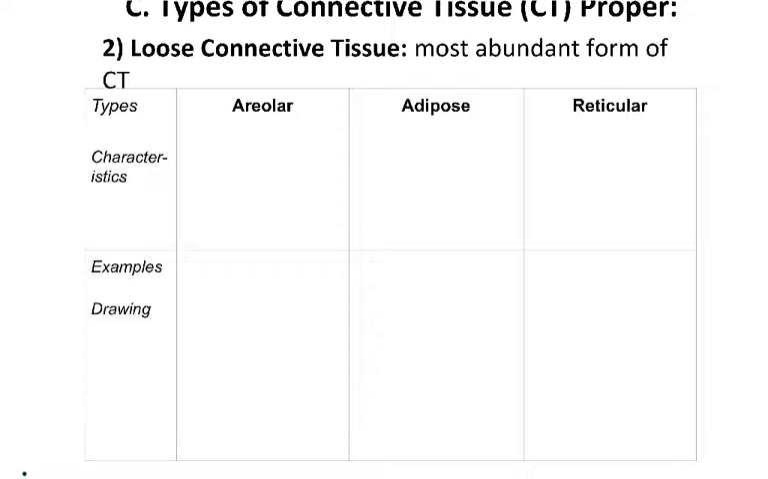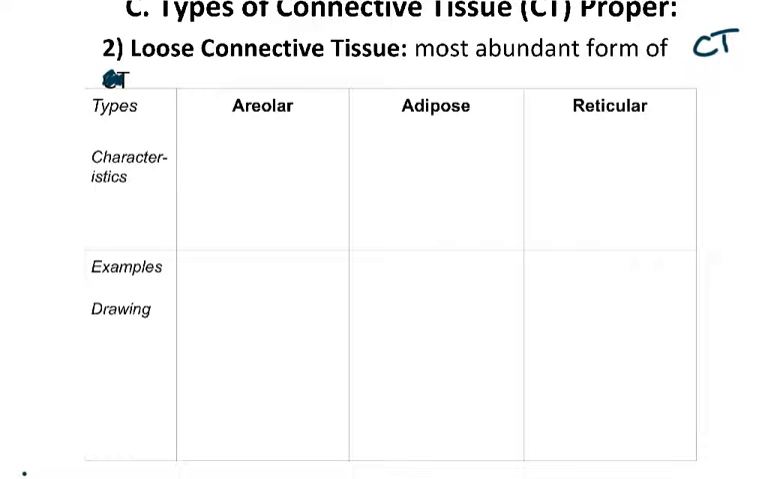Alright, so the next thing we're going to do is go over the second category of connective tissue proper, called loose connective tissue. The format for the slide got a little wonky on my application, but loose connective tissue is the most abundant form of connective tissue.